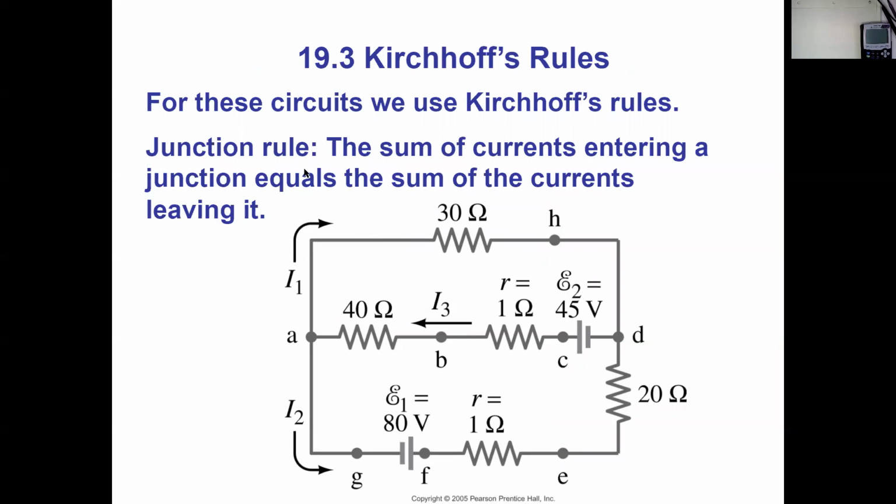So we start off with the first rule, which is the junction rule. And this is kind of like a traffic light, really. If we think about A as being an intersection between three roads, the current that comes in is equal to the current that leaves, or the number of cars that come into the junction is equal to the number of cars that leave. And so this gives us a way of equating currents to each other, and that's going to give us an equation.